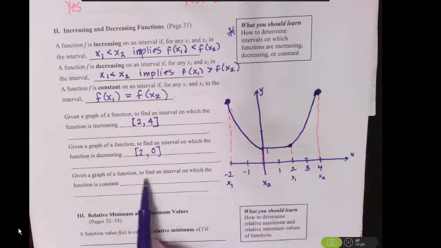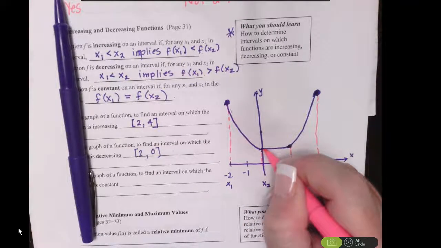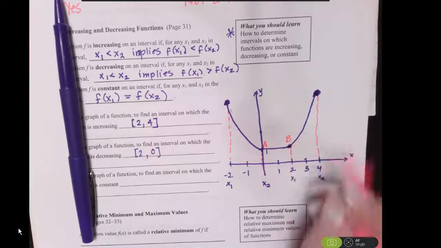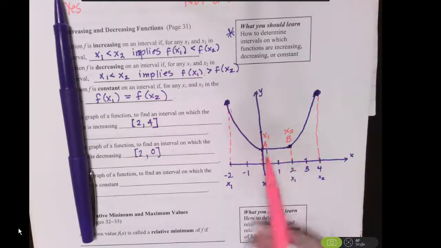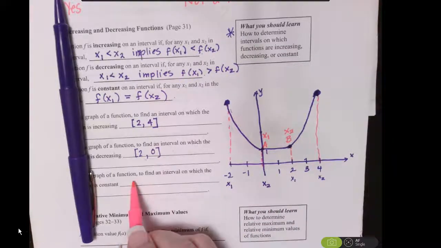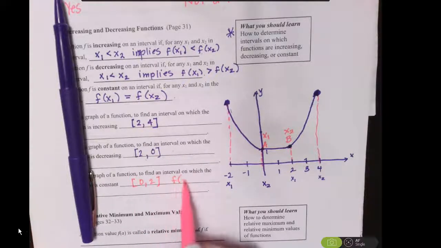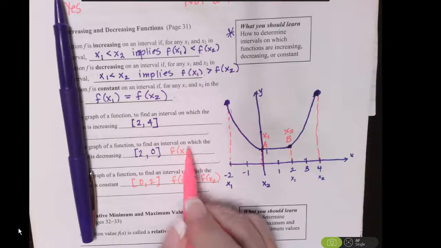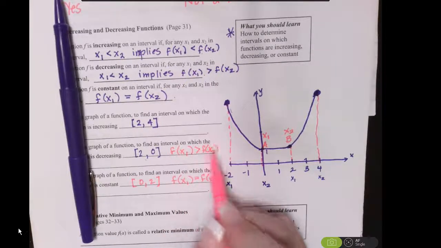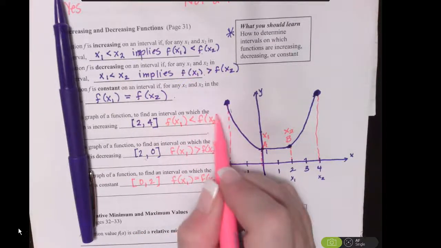And then to find where the function is constant, I'll call this point right here point A and point B. I'll let A be point x1 and B be point x2. So at x1 and x2, f of x1 is equal to f of x2, and that interval is from 0 to 2. And that's where f of x1 is equal to f of x2. Here f of x1 was greater than f of x2. Here f of x1 was less than f of x2.